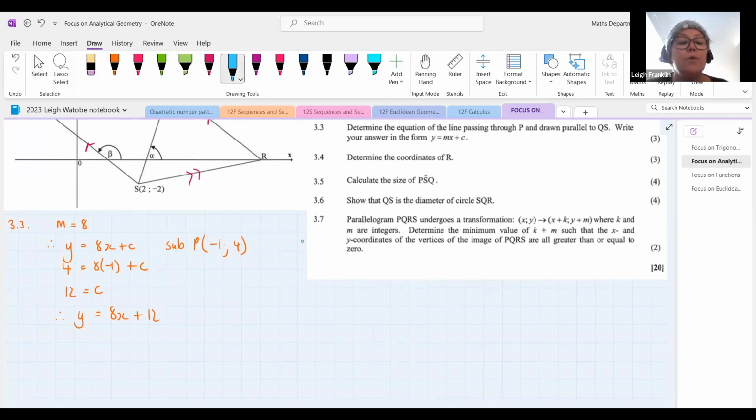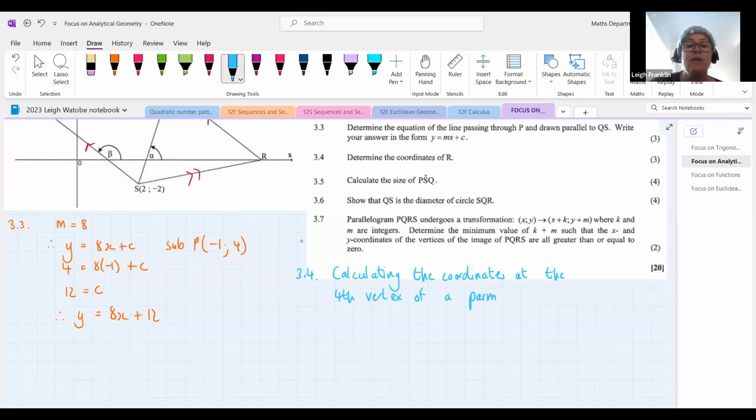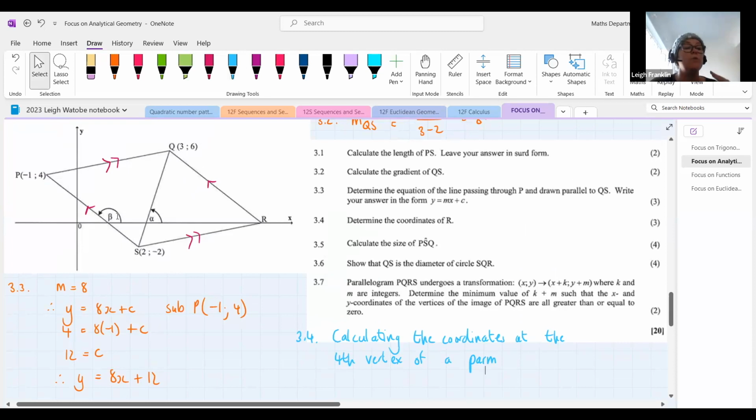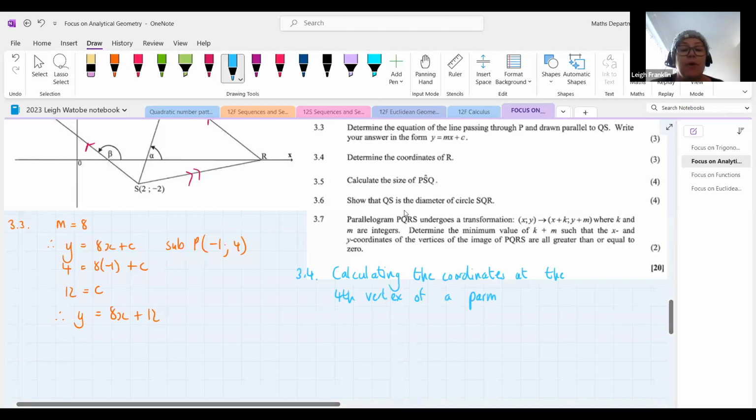Okay, so question 3.4, we are calculating the coordinates at the 4th vertex of a parallelogram. And we've got the other 3 coordinates. So we've got the coordinates at P, Q, and S, and they just want the coordinates at R. The first way that you can do this, grade 11s and grade 12s, is using the midpoint formula.